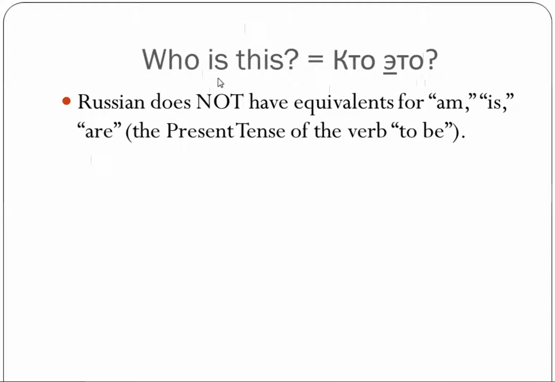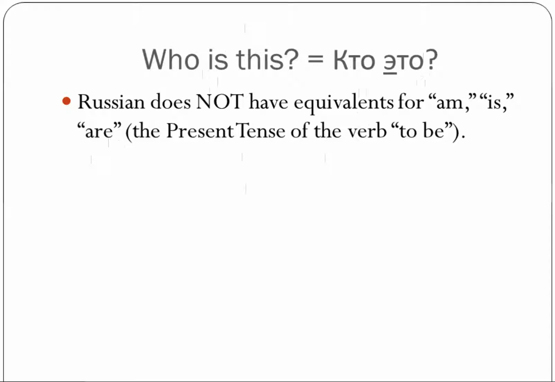And the reason that it's missing is because the Russian language does not have the present tense form of the verb to be. And the verb to be in the present tense has 3 forms: am, is, are. So that is why in the Russian version of this question there are only 2 words. So this is the first piece of information for you to remember.